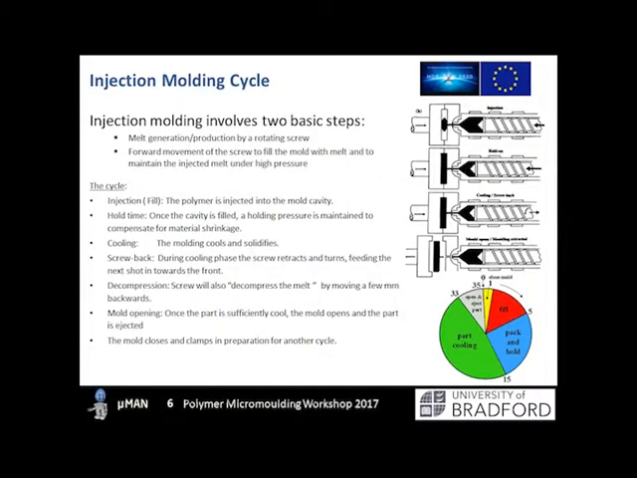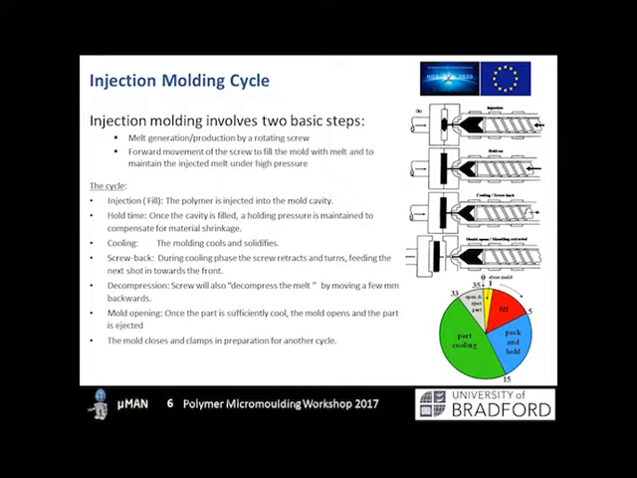So we've got the melt generation and the production by the rotating screw. We've then got this forward motion of the screw that actually forces the material into the cavity to form the shape of our part. And so what we can do is break up this cavity filling phase into a number of key parts of the injection moulding cycle.